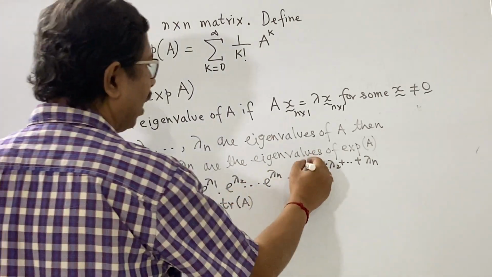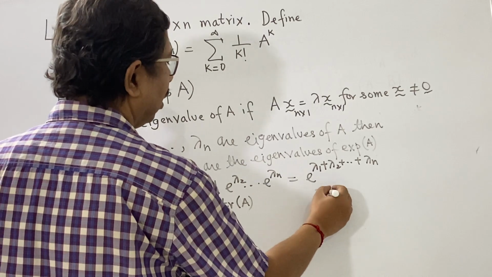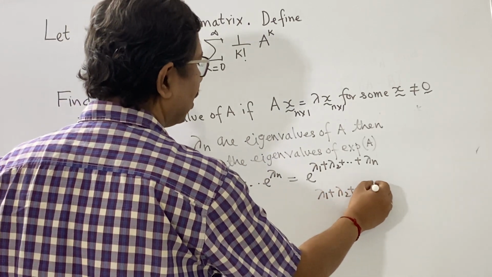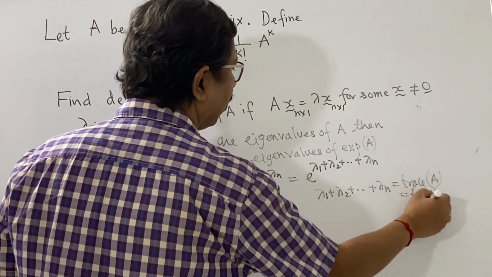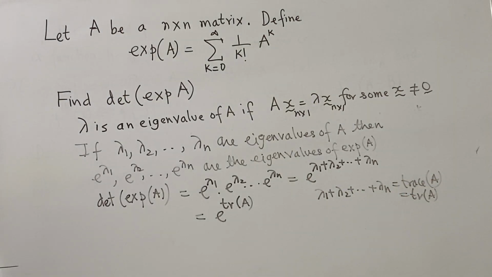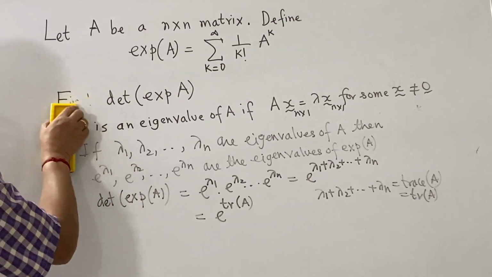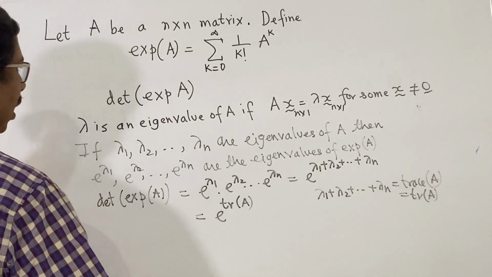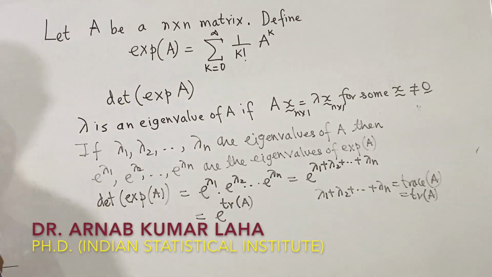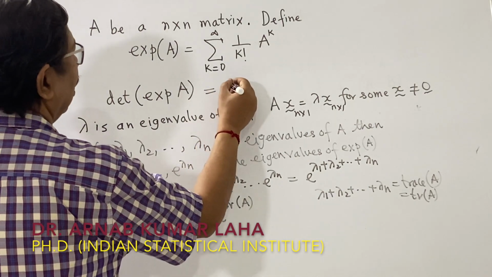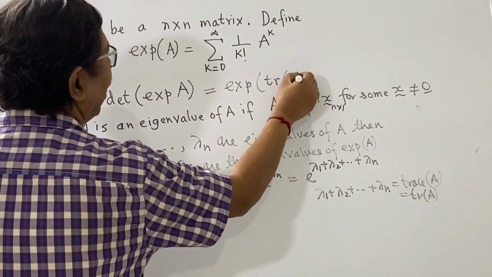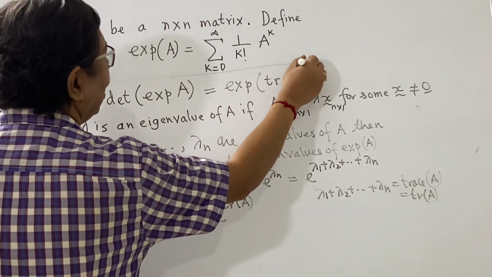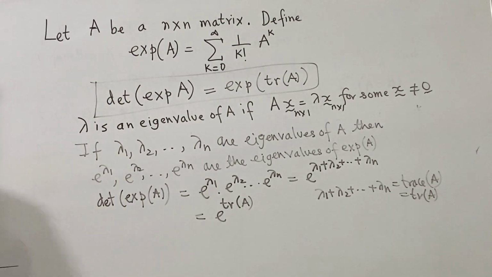The sum of the eigenvalues is called the trace of a matrix A, and that is denoted as tr of A. So, what have we proved? We have proved that the determinant of exponential A is actually equal to the exponential of the trace of the matrix A, and that is a key result that we have proved today.